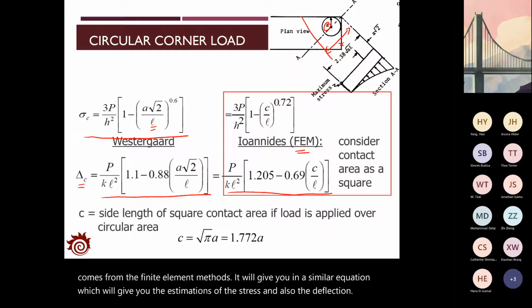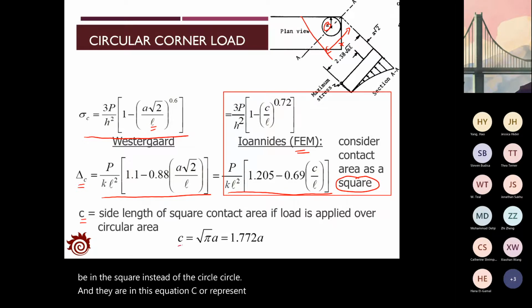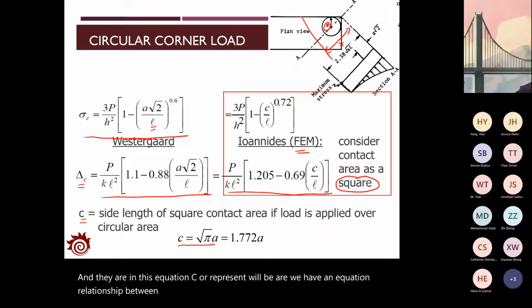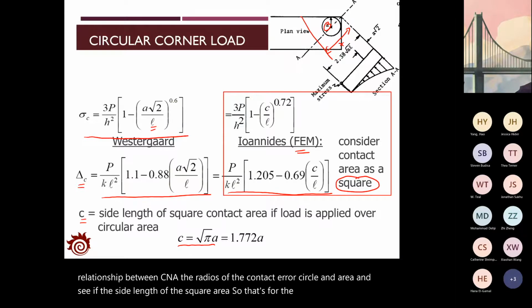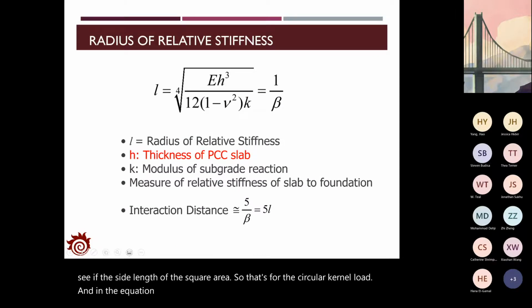This one is actually applied when the contact area is assumed to be a square instead of a circle. And in this equation, we have a relationship between c and a, the radius of the circular contact area, and c is the side length of the square area. So that's for the circular corner load. And in the equation, we have the little l. Little l is defined as the radius of relative stiffness. We have defined this one previously.